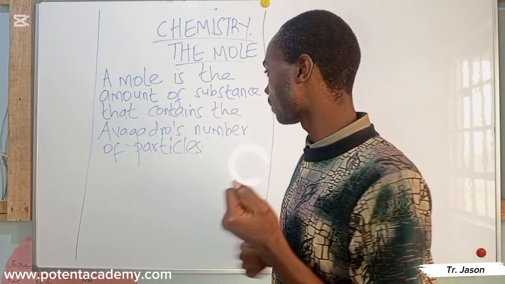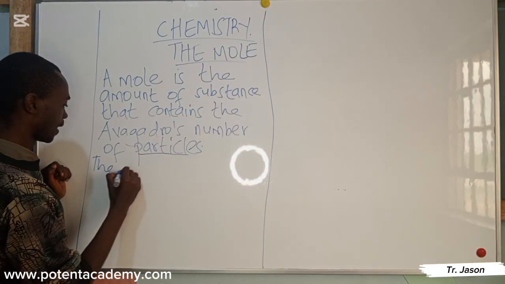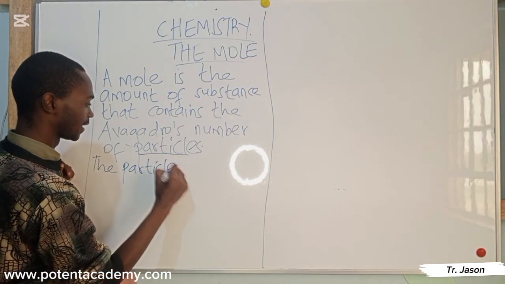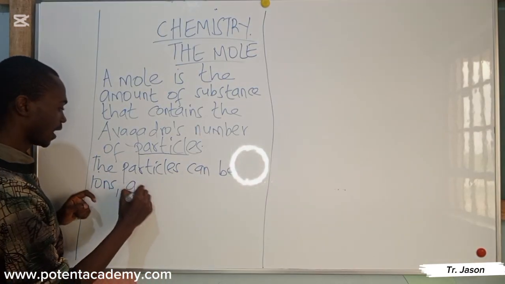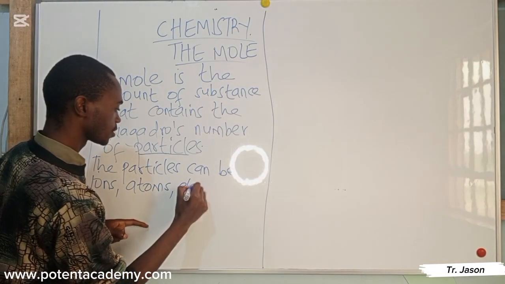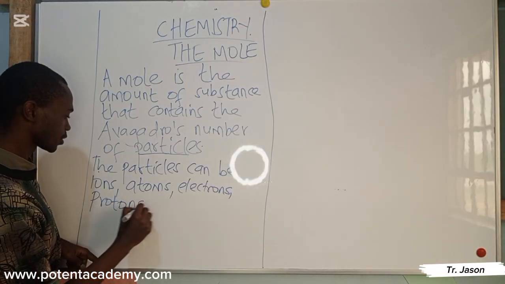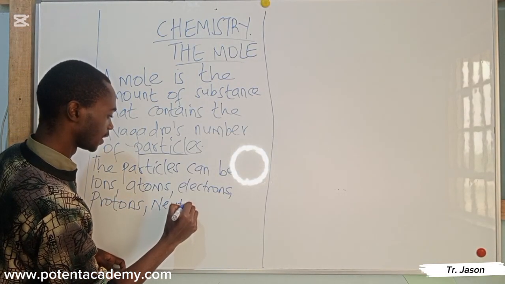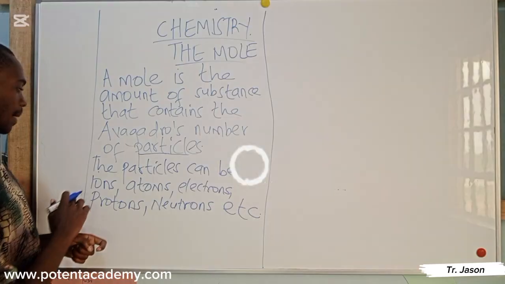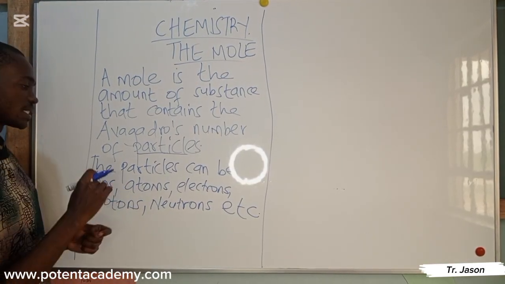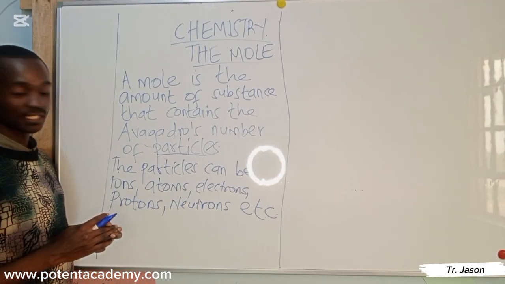Now a question comes, which particles are these? The particles can be ions, atoms, electrons, protons, neutrons, and so on and so forth. Ions, atoms, electrons, protons, neutrons, radicals. All those are particles.